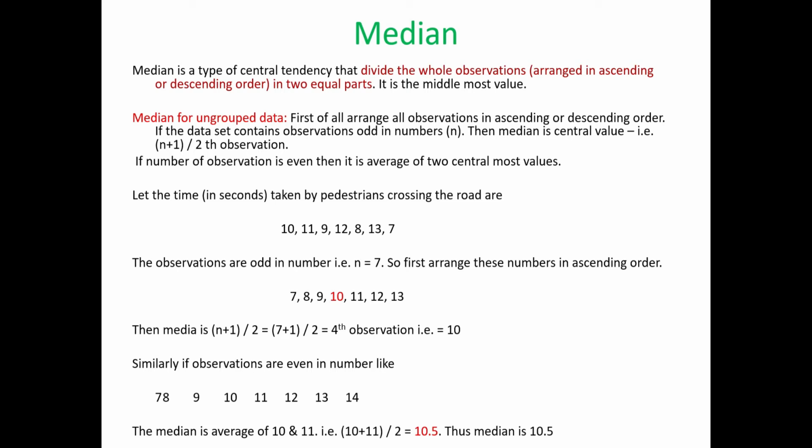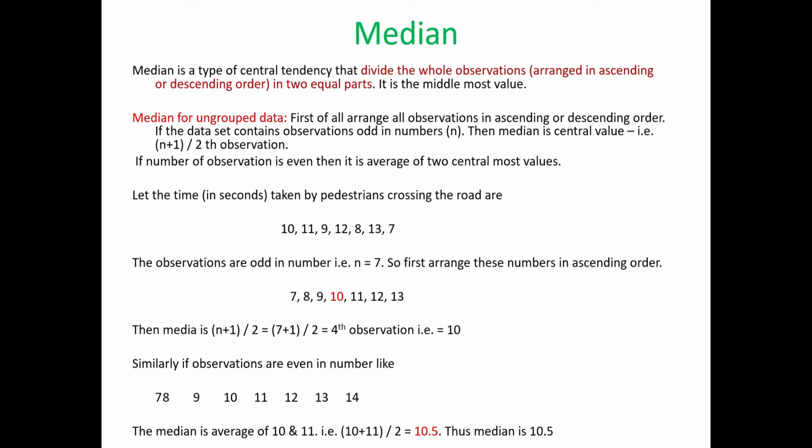Now, for ungrouped data, first of all, arrange all the data into ascending or descending order, and let there be an odd number n. The median is the central value, that is the (n plus 1) divided by 2 observation. Observation, not the value, is the median. So that observation is the median. If the number of observations is even, then it is the average of the two centralmost values.